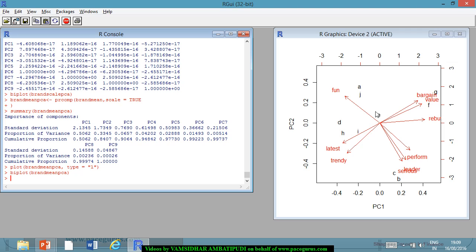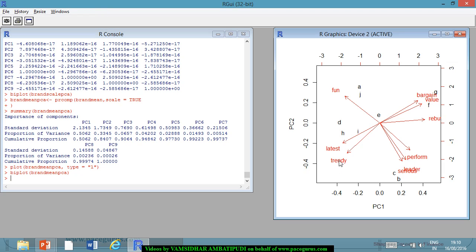So basically, I can talk about E as a safe kind of a brand. It's not anywhere towards any of the directions, so it's a relatively undifferentiated kind of position. But if you want some kind of differentiation, fun-based differentiation, you have to move towards this side. If you want leadership and trendiness, you have to move this particular side.